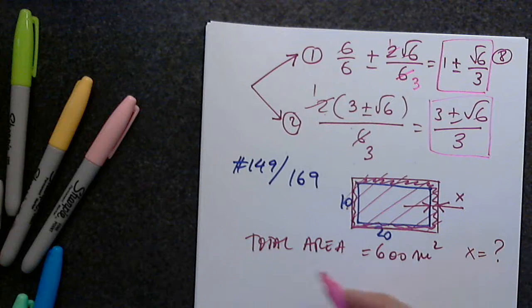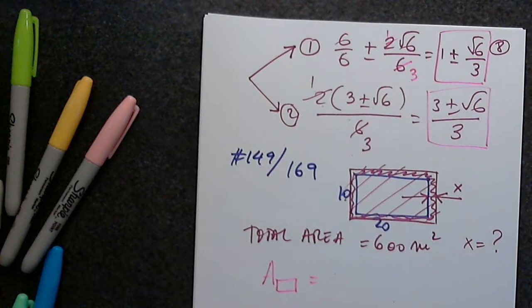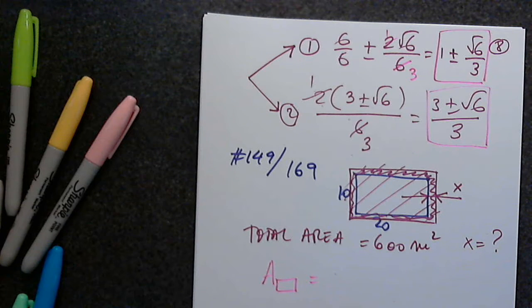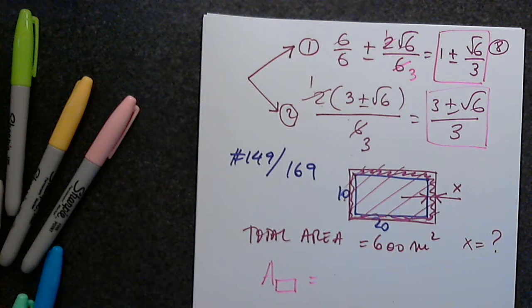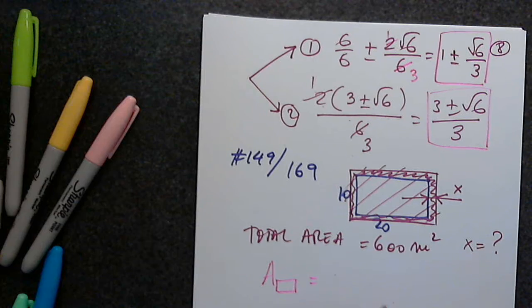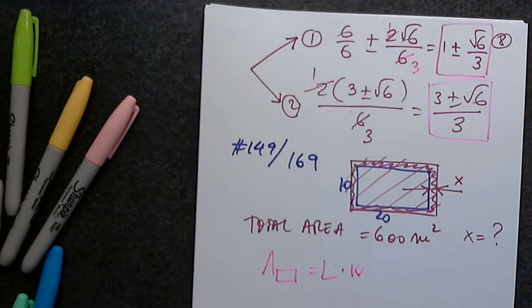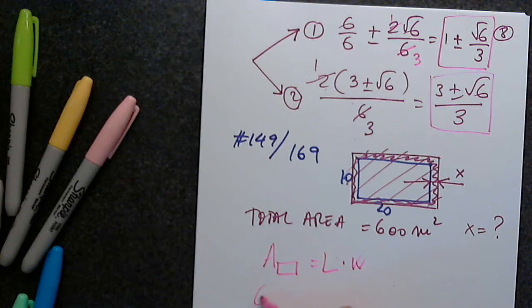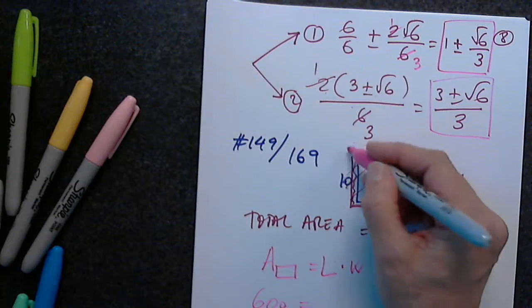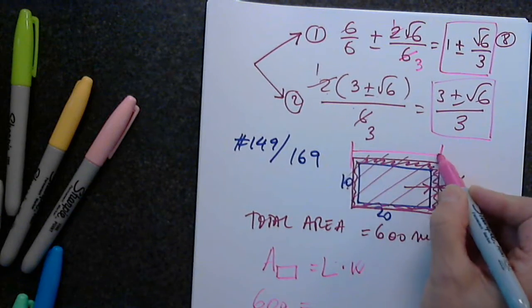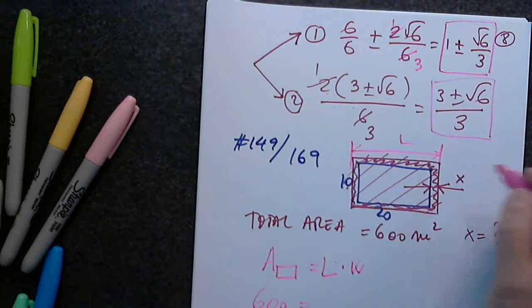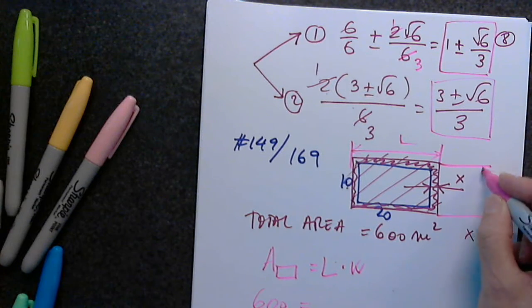Since it is a rectangle, can anyone give us the area of the rectangle? Very good. Of course, length times the width. So we are given an area of 600 square meters. Can anyone identify the length for us? This is the length, and this is the width.